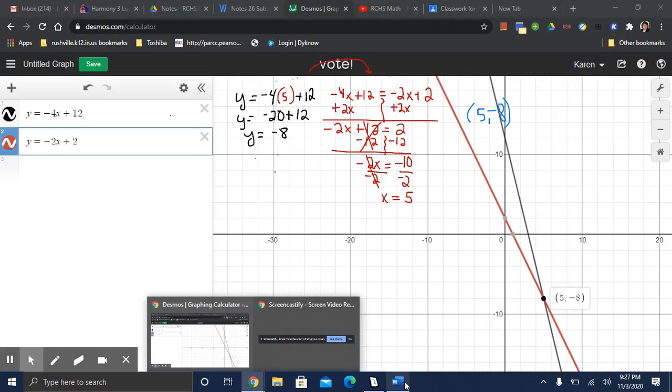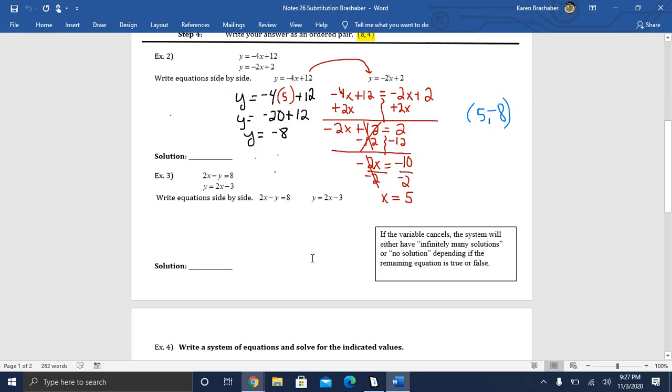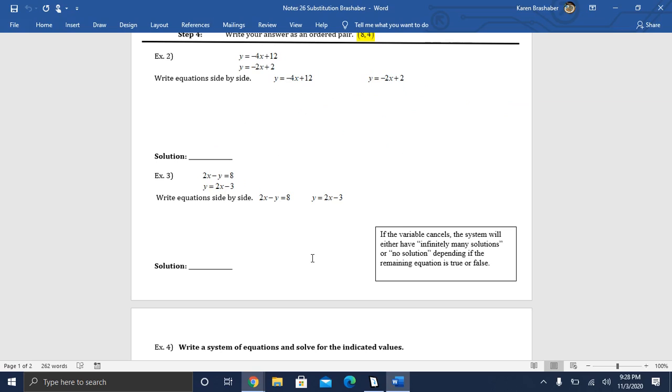So we'll move on back to our examples. I do have an answer blank for the solution. I'm going to go ahead and put my answer there. So 5, -8. All right, for example number 3, I think I'm going to clear the ink so that I have a clean space to work.